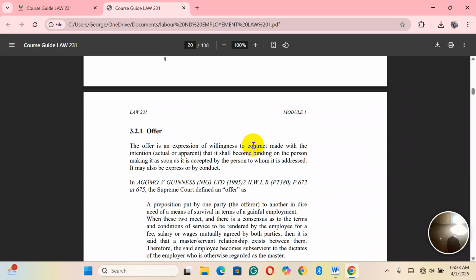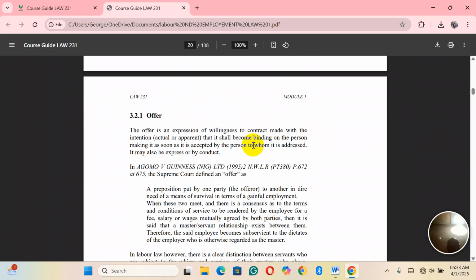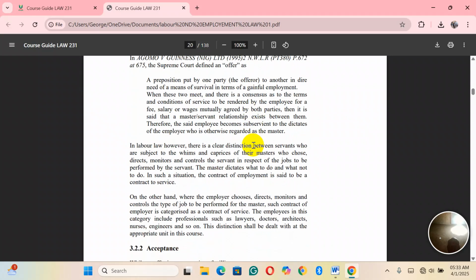In labor law, however, there is also a clear distinction between servants, who are subject to the whims of the masters, who choose, direct, monitor, and control the servant in respect of the jobs to be performed by the servant. Then the second one.